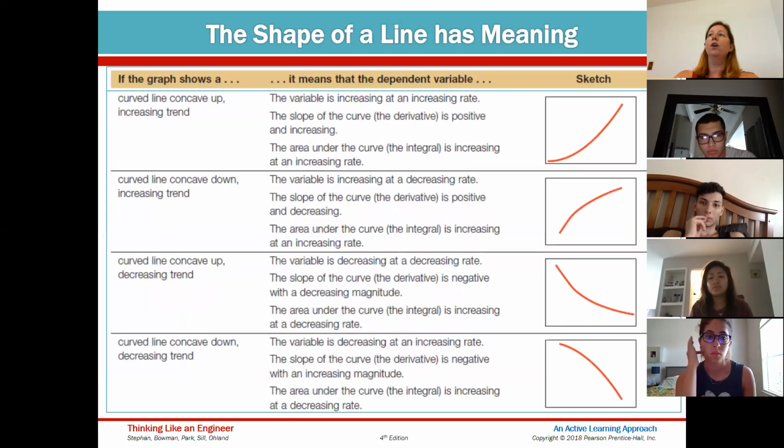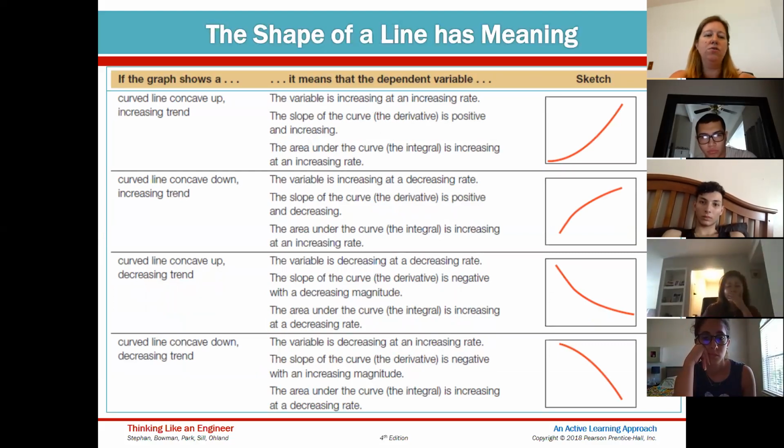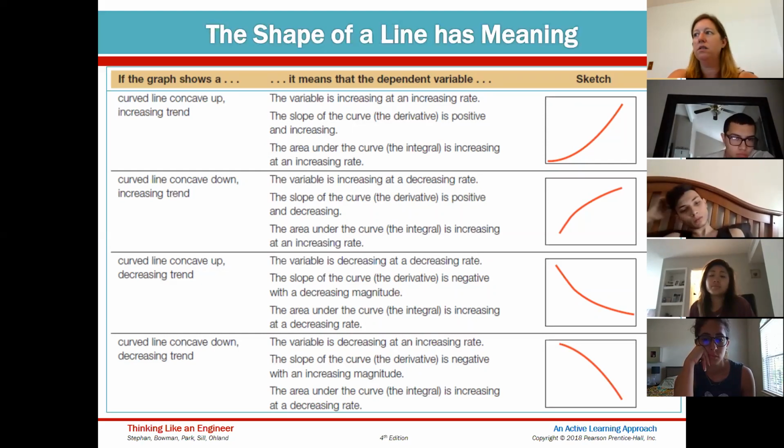Then we have our curved lines. There are 4 types of curved lines. So our curved line concave up, which is an increasing trend. Our curved line concave down, an increasing trend. Our concave up curved line with a decreasing trend. And then our curved line concave down with a decreasing trend.